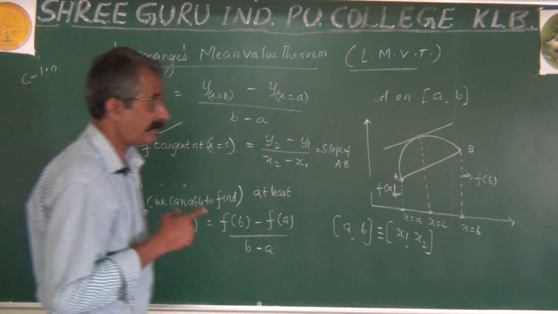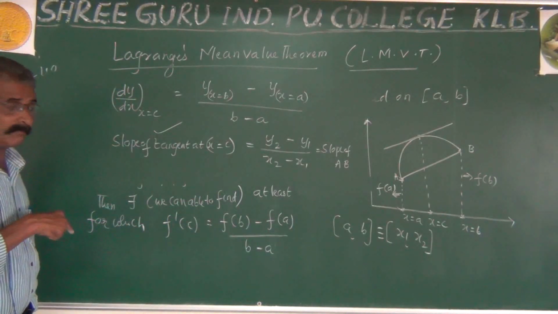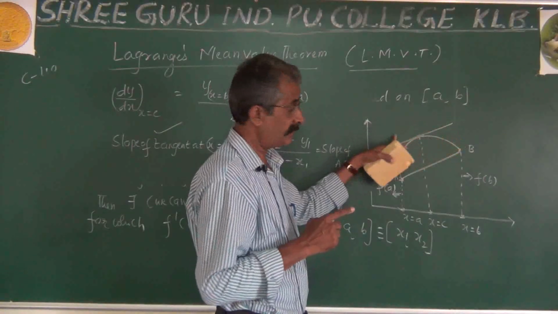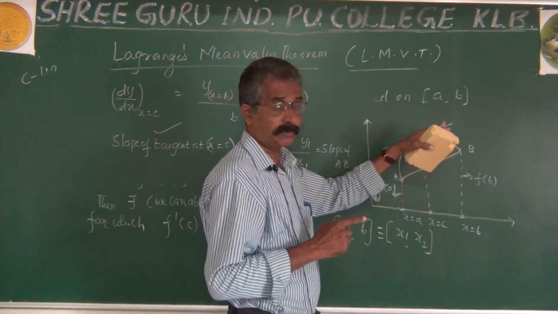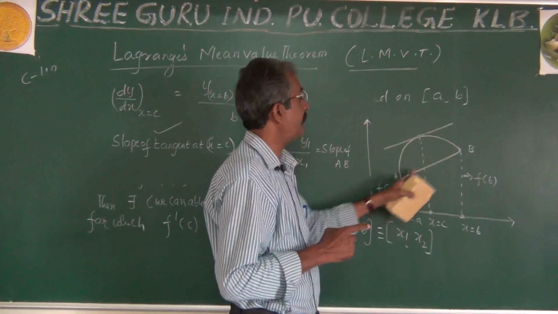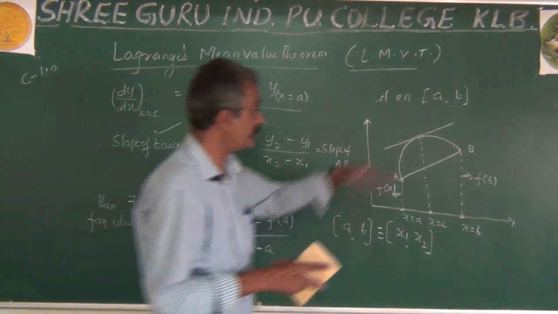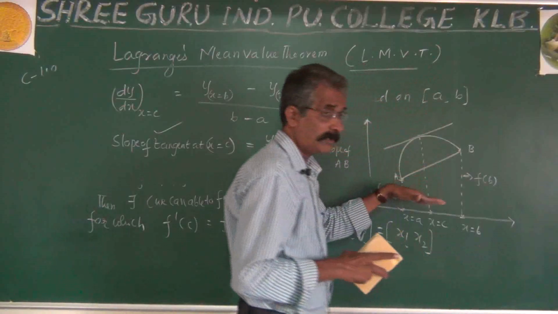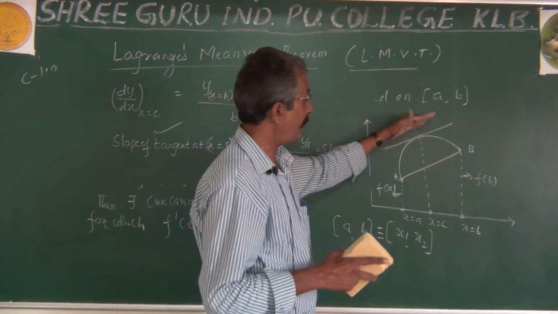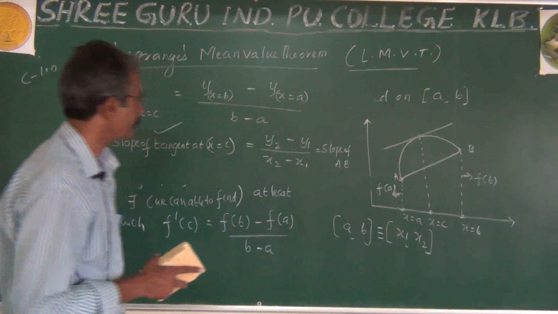That means geometrically, by Lagrange's mean value theorem, what we can assert is that among a number of points there is at least one point x equal to C at which the tangent is parallel to the chord joining the end points of the curve. One end point A, another end point B. Whereas in Rolle's theorem, the tangent was parallel to the x-axis, in Lagrange's mean value theorem the tangent will be parallel to the chord joining the end points of the curve.